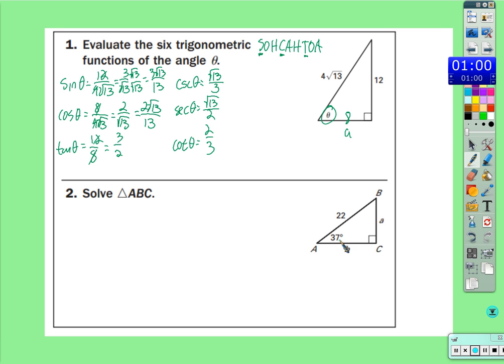We're told what this angle is, and this side, the hypotenuse, is given. Solve means find all the angles and sides. So we know the angles add up to 180. So 90 plus 37, plus this should be 180. So we'll subtract these from 180 and get 53. That makes sense. This one's always 90 in the right triangles, and so these other two need to add up to 90. So you can subtract to find the other one.